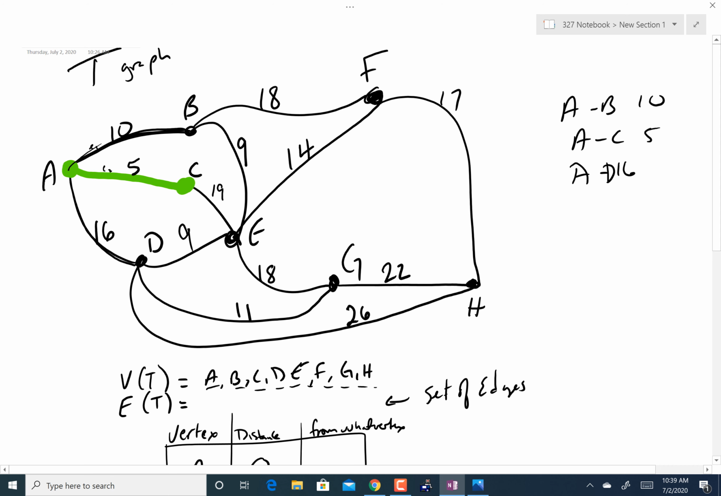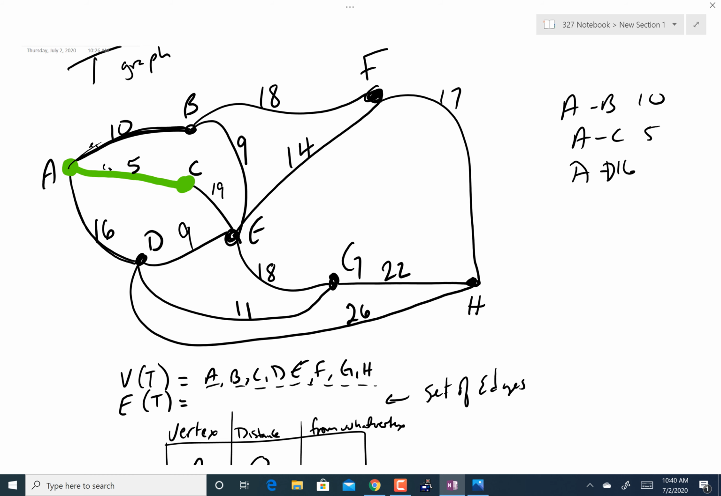Now, let's talk about B. How many ways could we get to B that really make sense? I mean, clearly you could go A to D to H to F, then back around. That's weird, and we'll worry about those. But we could always see, can we improve? We'll talk more about that later. But in reality, no, we can't do any better than what we have, which would be A to B, which is 10.